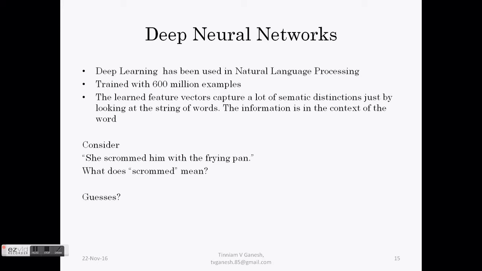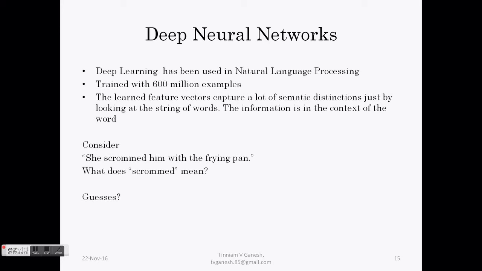Deep learning has been used in natural language processing, and it was trained on 600 million examples, and the learned features, most interestingly, were also able to capture semantic distinctions just by looking at a string of words. And this is where the most amazing thing occurs. While we would assume that you would need to know the sentence structure as enunciated by the rationalist school of thought, we find that when we use these advanced machine learning techniques like deep learning and neural networks, the network is actually even able to infer the semantic structure of the sentence.